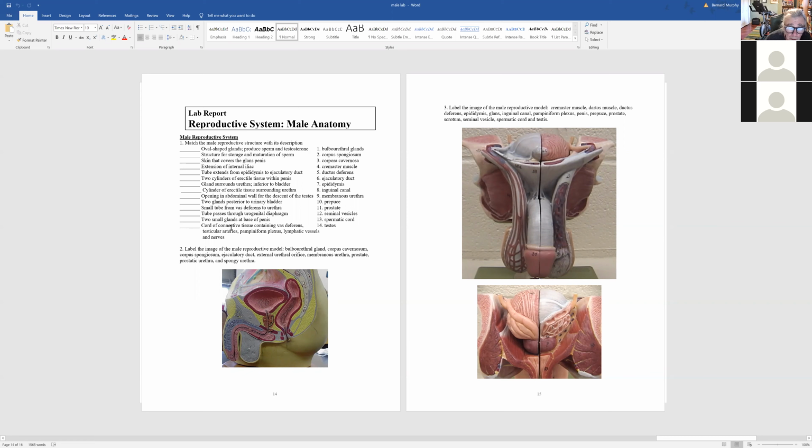And the last is going to be 13, cord of connective tissue containing vas deferens, testicular arteries, pampiniform plexus, which contains the testicular arteries. I don't know why they put that twice. Lymphatic vessels, well, we didn't mention those, and nerves.